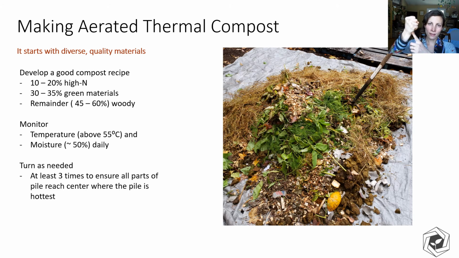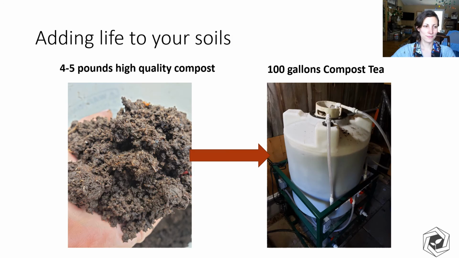And if it's not wet enough, take the hose and give it a nice misting shower. And it's best to do this when you're actually turning the compost pile. So as I said, turn is needed, but it needs to be turned at least 3 times to ensure all parts of the pile reach the center where the pile is the hottest.